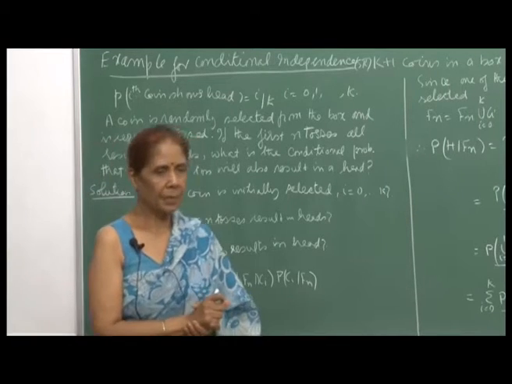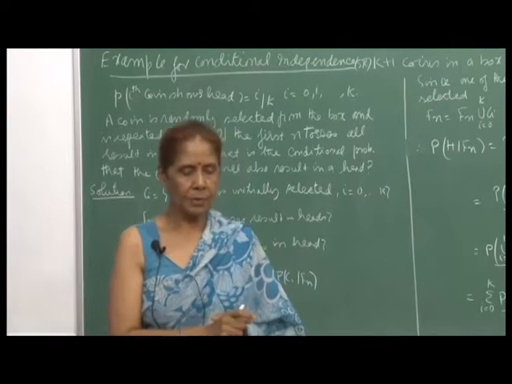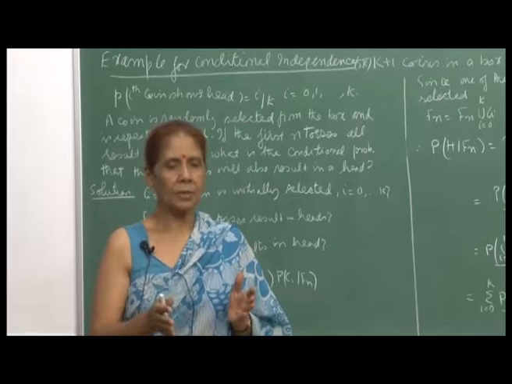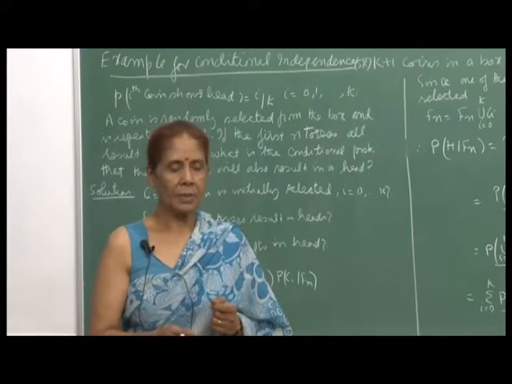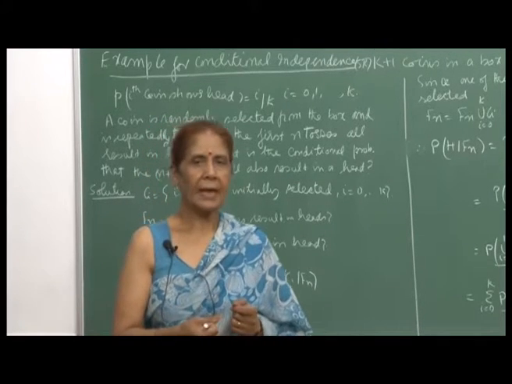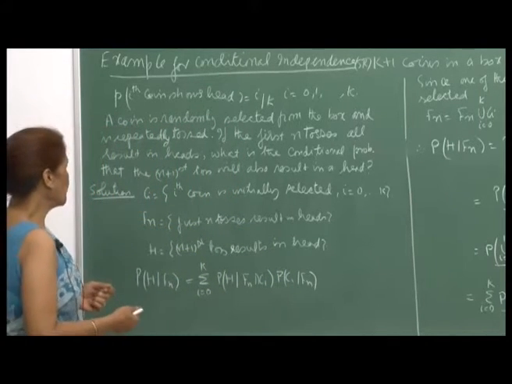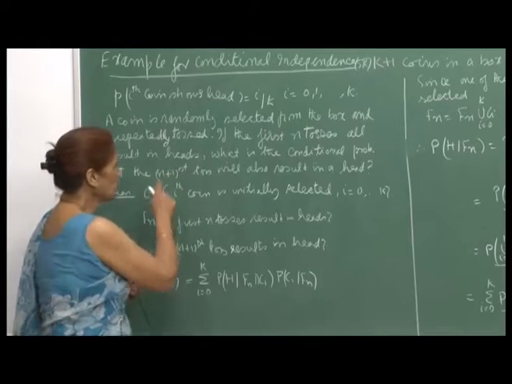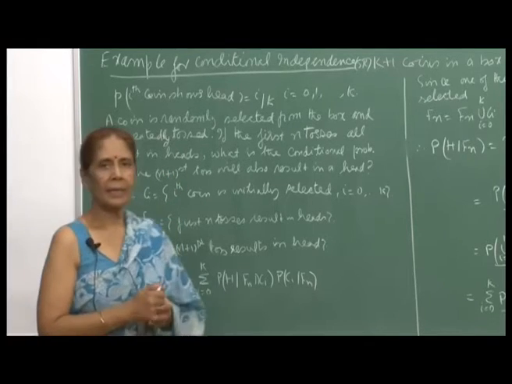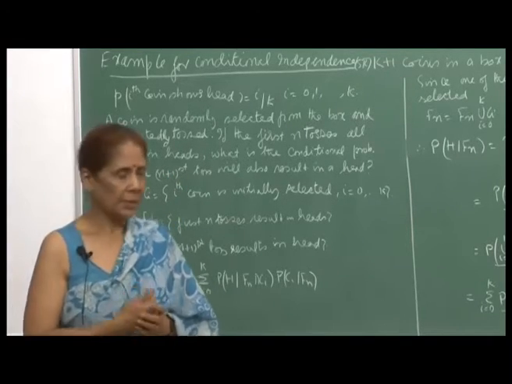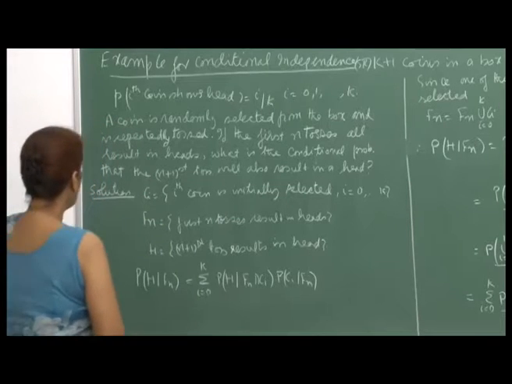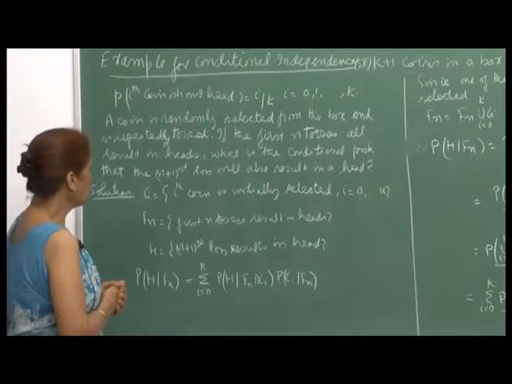So, that means I pick up a coin at random from the coins in the box, then I repeatedly toss it, and if the first n tosses have shown heads, then I want to compute the probability that the n plus first toss will also result in a head. So, let us see how to compute this probability.